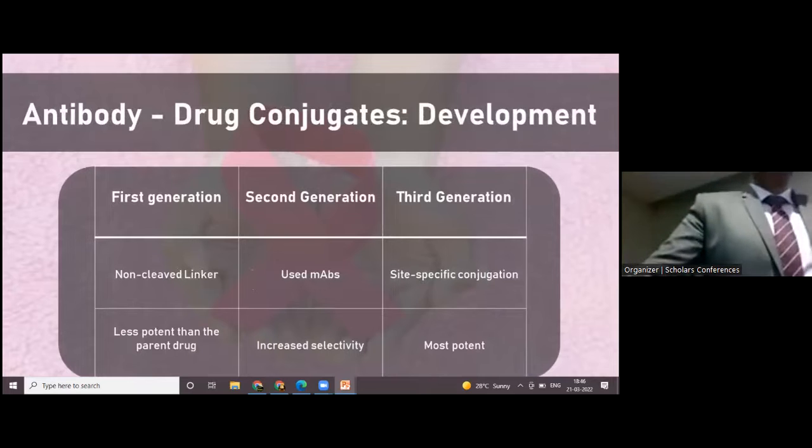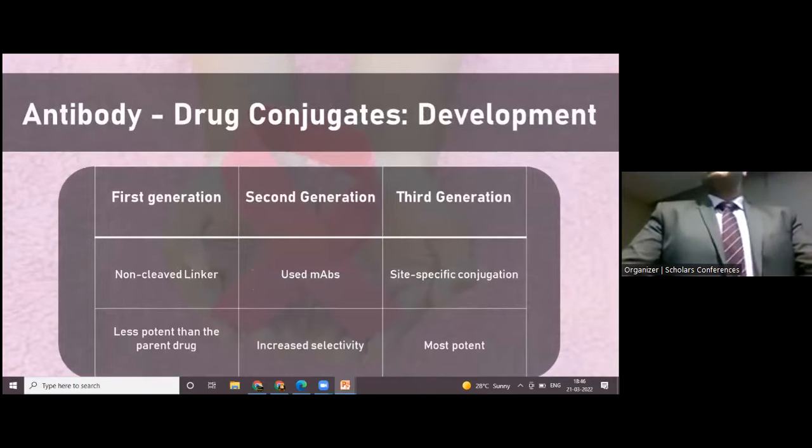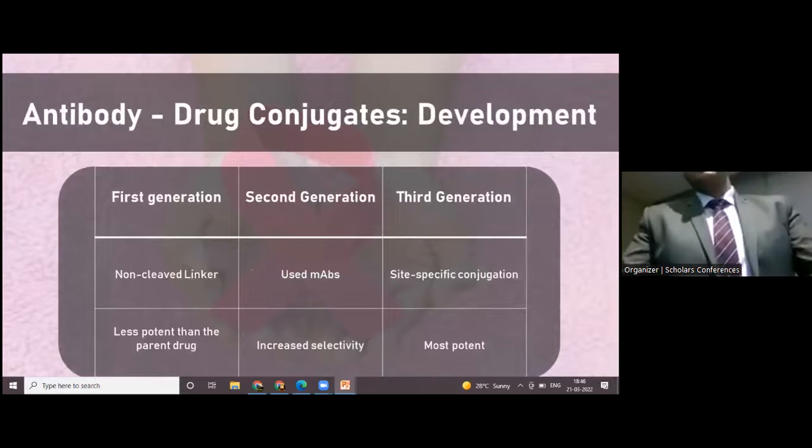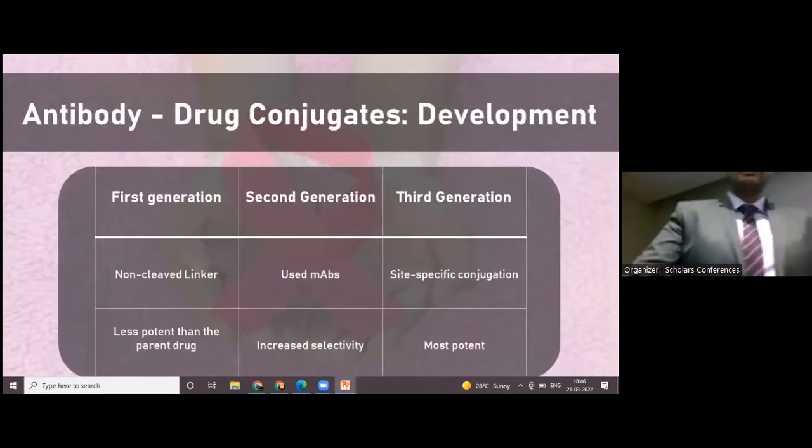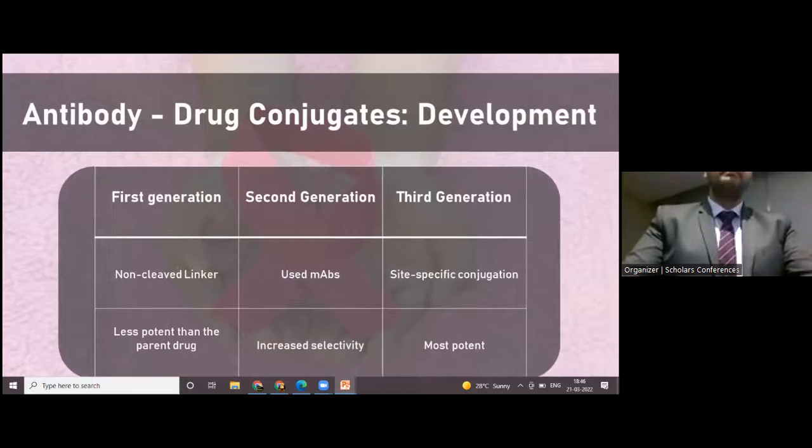The development of antibody-drug conjugates. There are mainly 3 generations of ADCs. The first generation used non-cleaved linker that made them less potent than the parent drug. The second generation started to use monoclonal antibodies, and that increased the selectivity. Third generation had site-specific conjugation and made them the most potent till now.